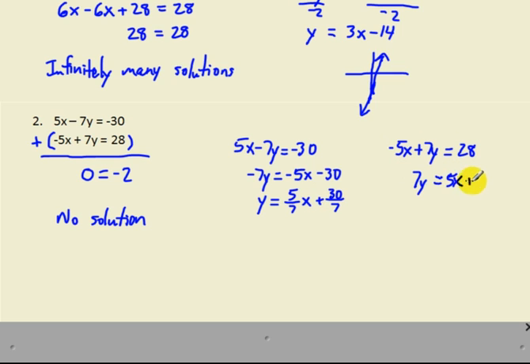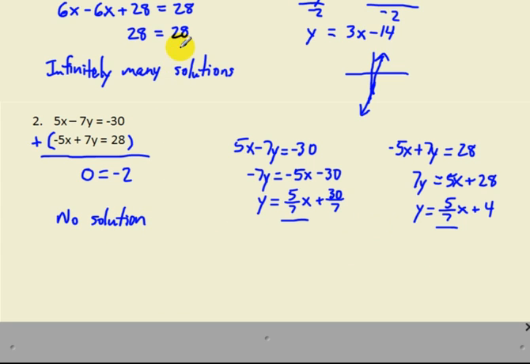So we get 7y equals 5x plus 28. And then divide by 7, we get that same slope of 5/7, but now we get a different y-intercept of 4. So 5/7, 5/7, parallel lines, but different y-intercepts. The two lines will never intersect, and that's why there's no solution.